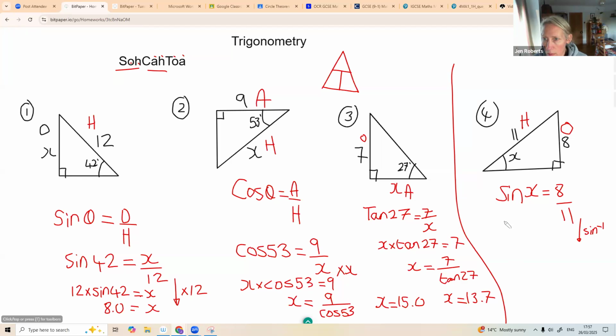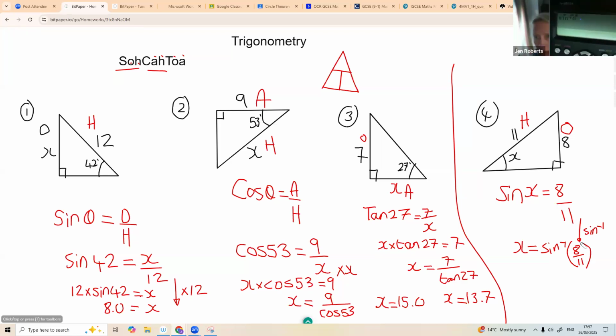If I sine to the -1 the left-hand side, it reverses the sine. I'm left with X. If I sine to the -1 the right-hand side, it looks like this. This is what we would type in our calculator. So shift sine gets you that sine to the -1. In the brackets, can you see that 8 over 11 is a fraction? I'm just going to type in 8 divided by 11. And it gives you an answer of 46.7 degrees.